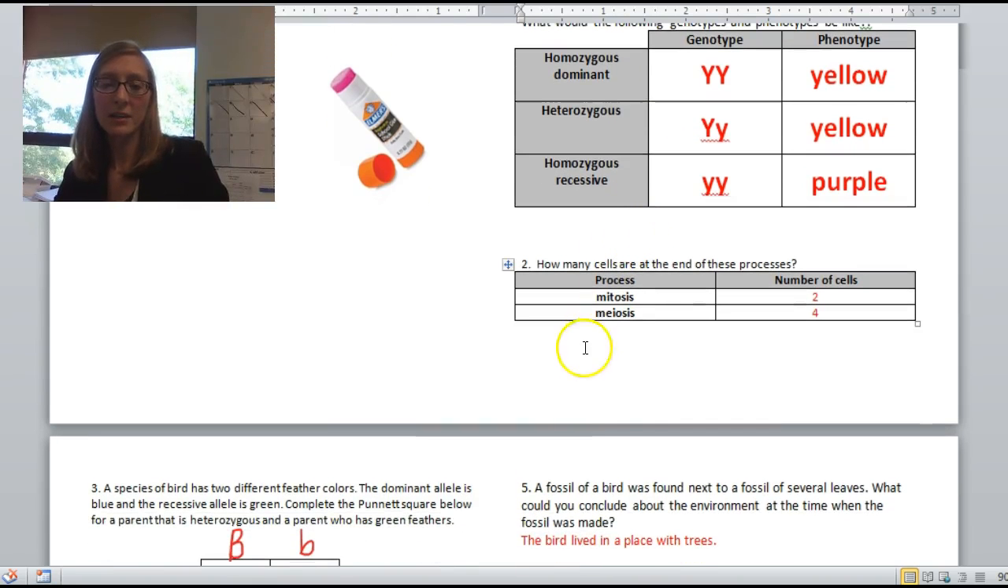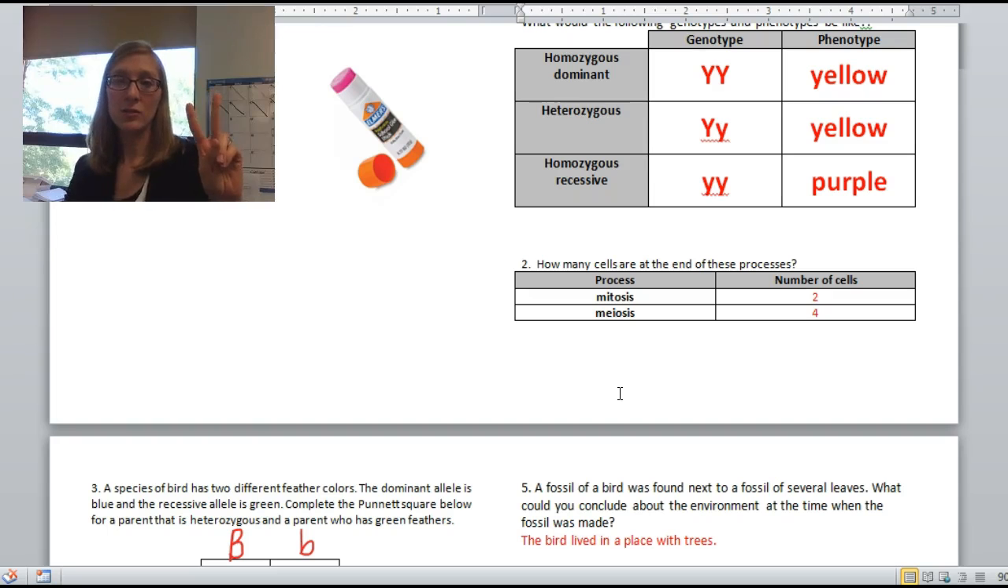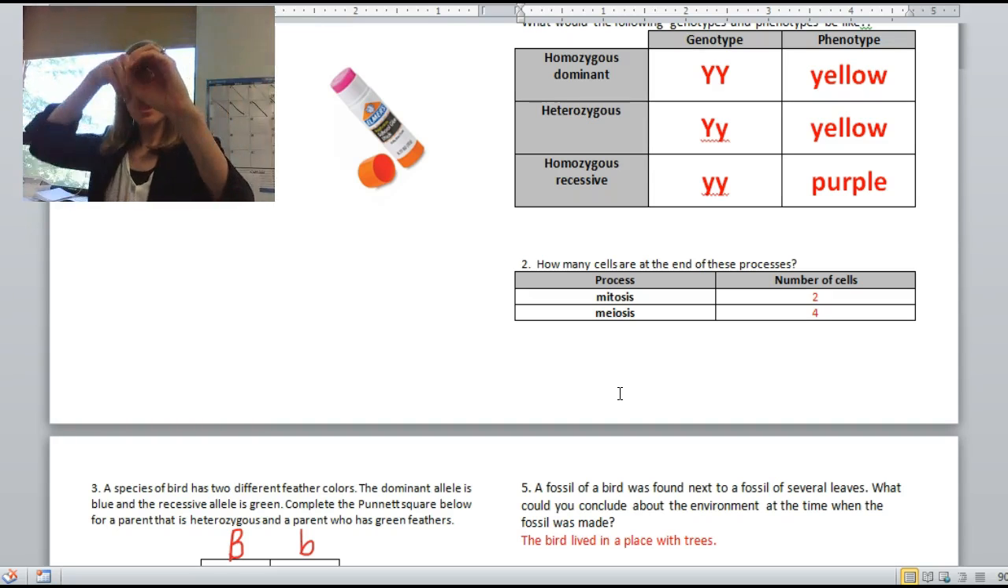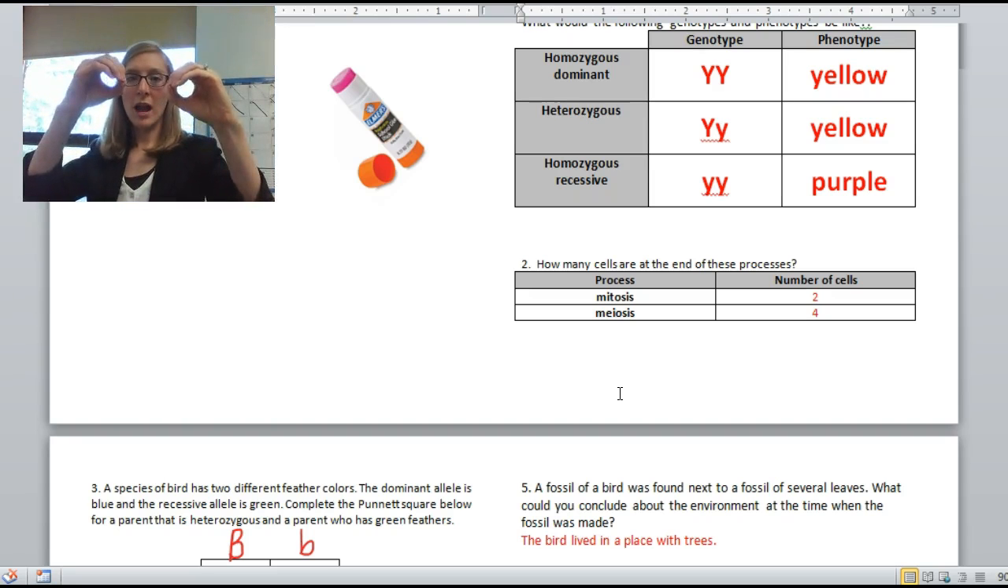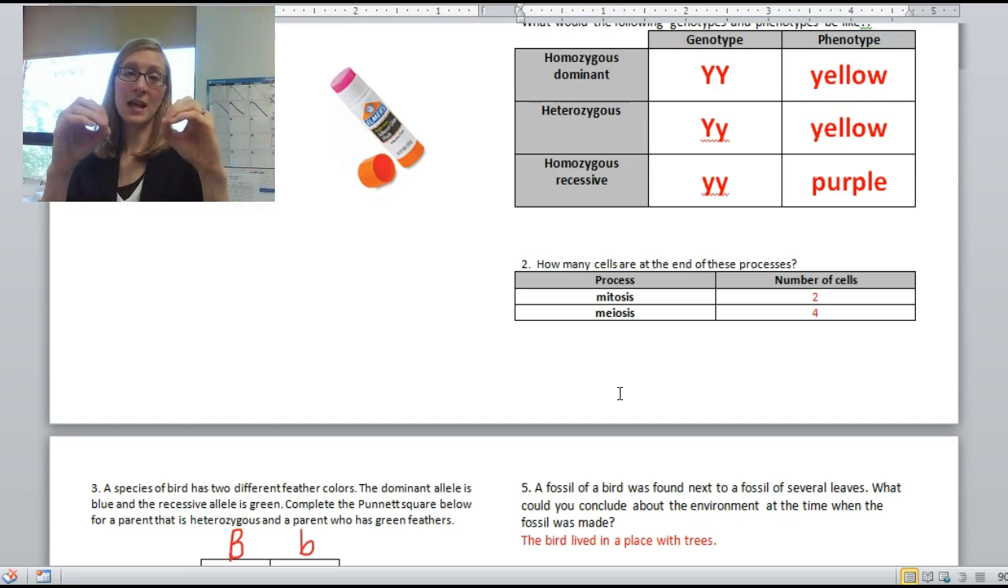Okay, so now we go into a little bit of reproduction. How many cells are at the end of these processes? Mitosis, you get 2. Meiosis, you get 4. So the basic idea is with mitosis, you start off with a cell, and it splits, and it makes 2 of the exact same cell. They're identical. So that's mitosis.